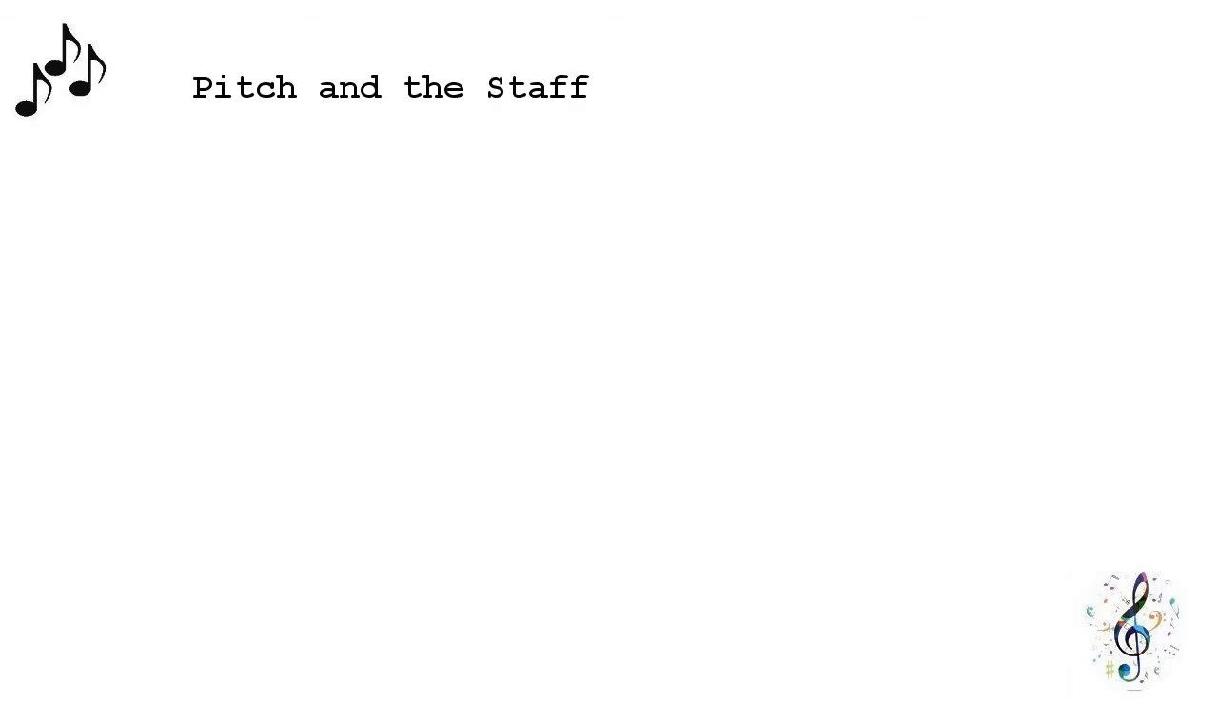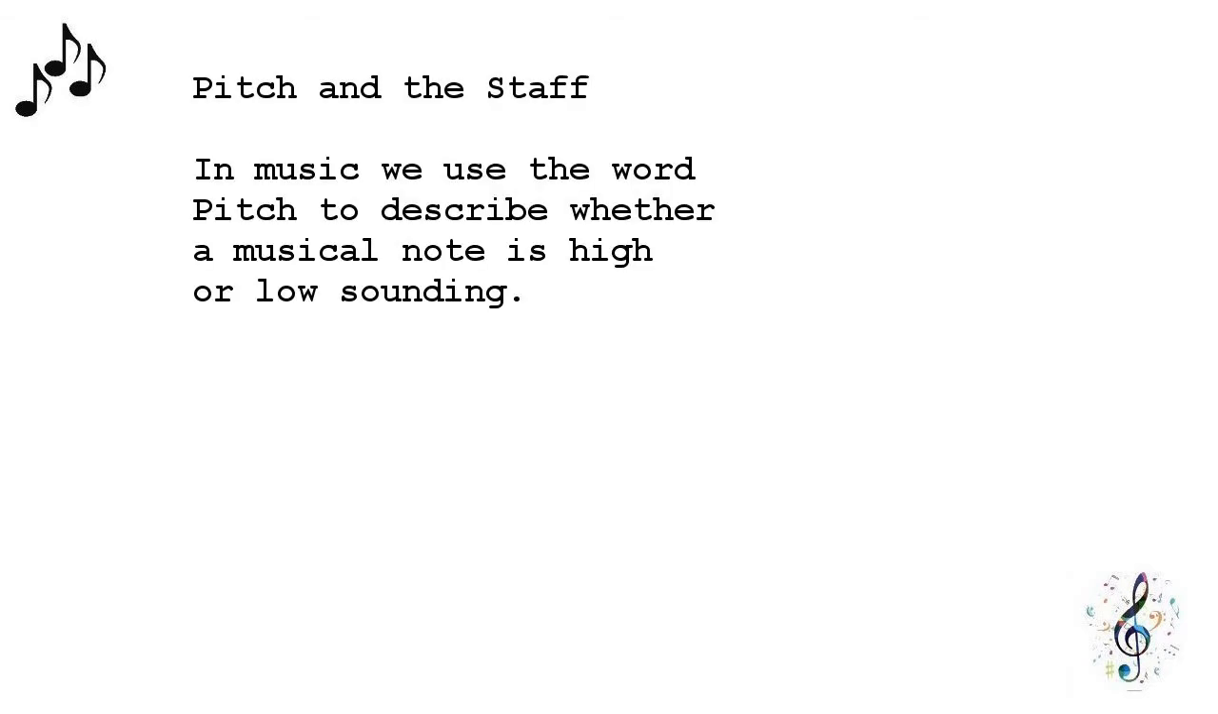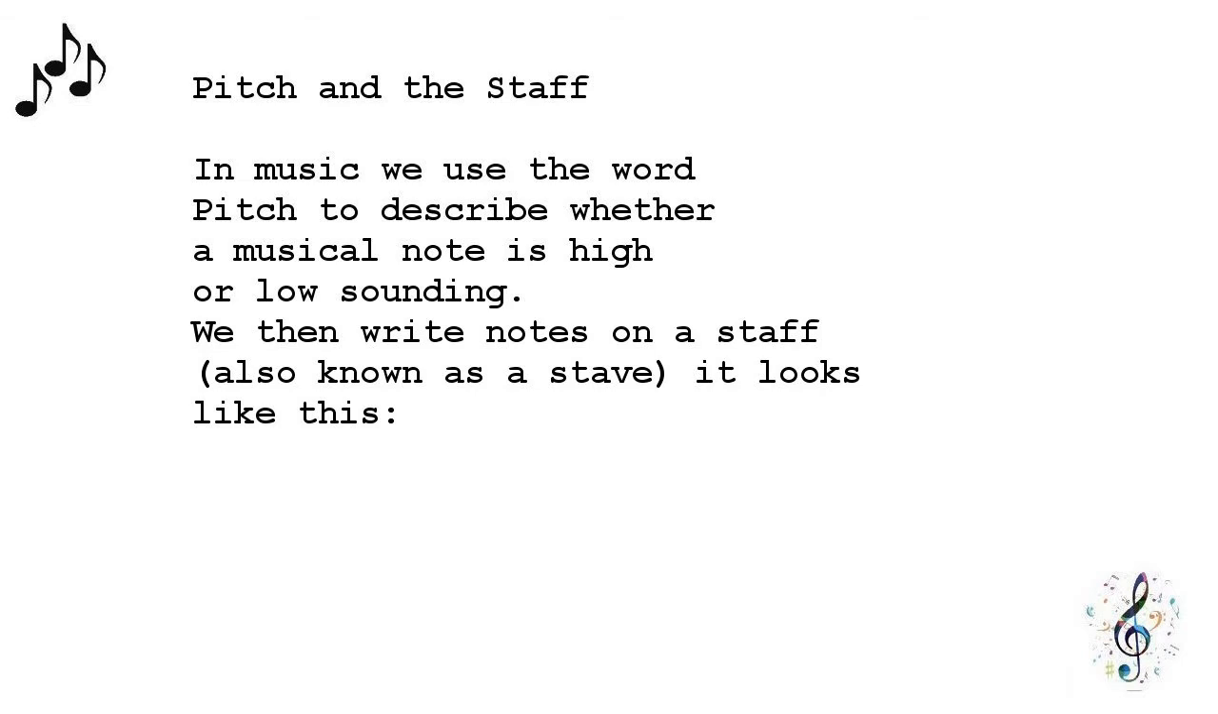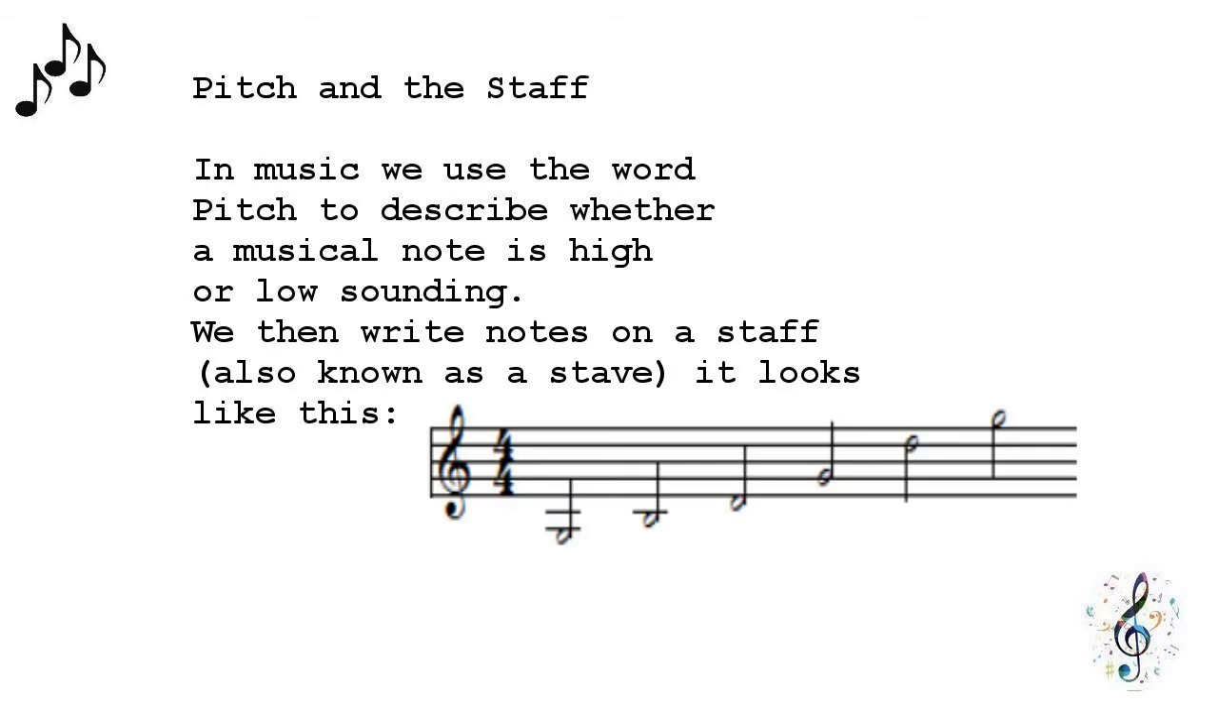The pitch and the staff. In music, we use the word pitch to describe whether a musical note is high or low. We then write the notes on a staff, also known as a stave. And that's what it looks like there when we write notes. It's the circled part that determines what the note is.